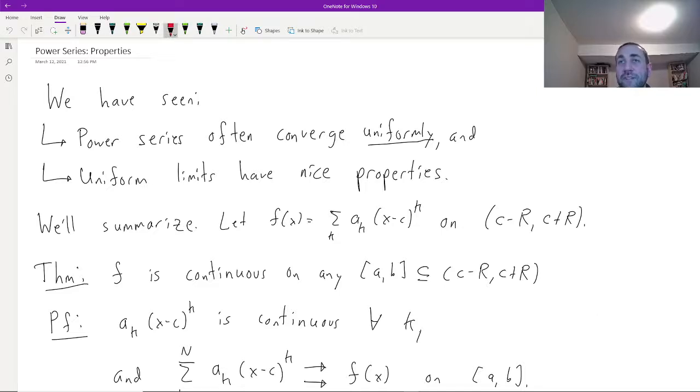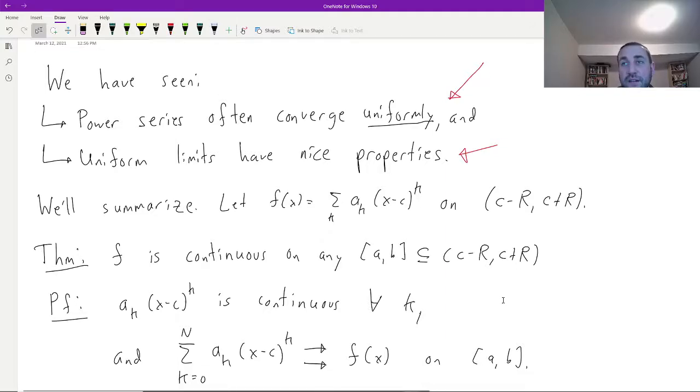So in the most recent video, we saw that power series often converge uniformly. A few videos ago, we talked about what happens when series of functions converge uniformly, and in particular, we checked that things like the uniform limit of continuous things are continuous, and similarly, you can take term-wise derivatives and integrals. Okay, so I'm going to be using those properties very, very heavily, and so if you don't remember what those are, I suggest doing a quick review before watching the rest of this video. All right, let's see what the main results are.